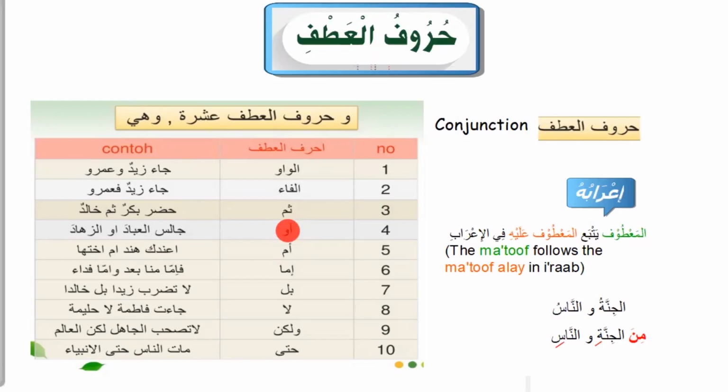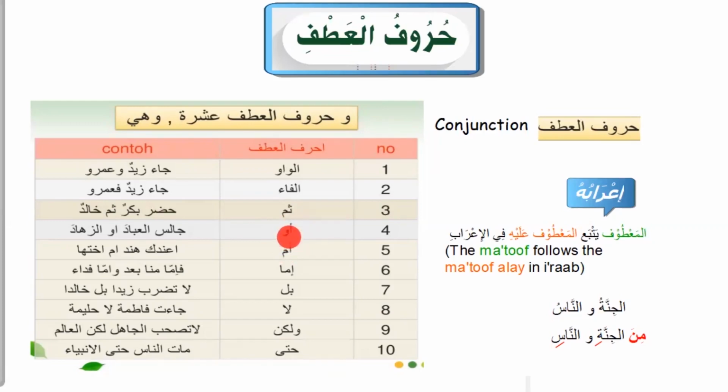Okay. Another example is if I say, "qalamun aw kitabun", a pen or a book. So you see, this is an affirmative sentence. It's not a negative sentence. Okay. But this one, "am", is used in interrogative sentences.